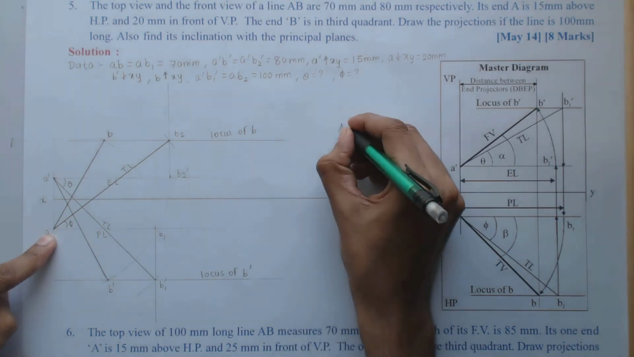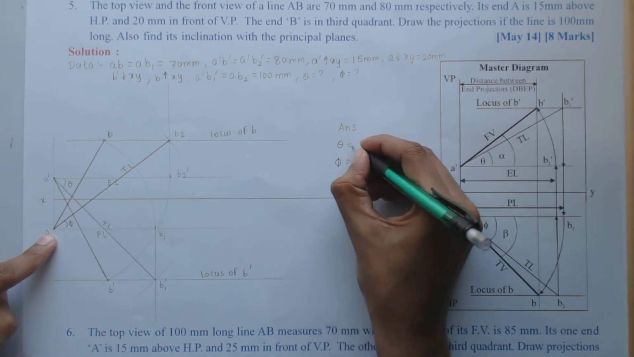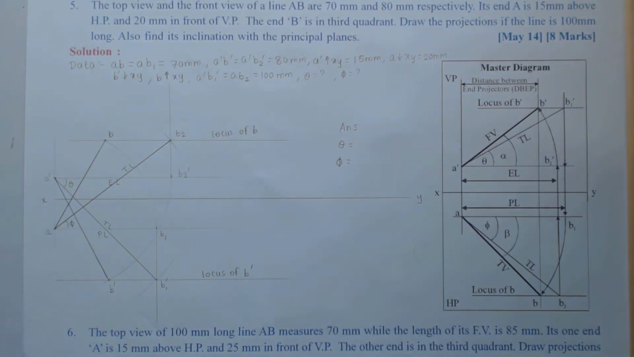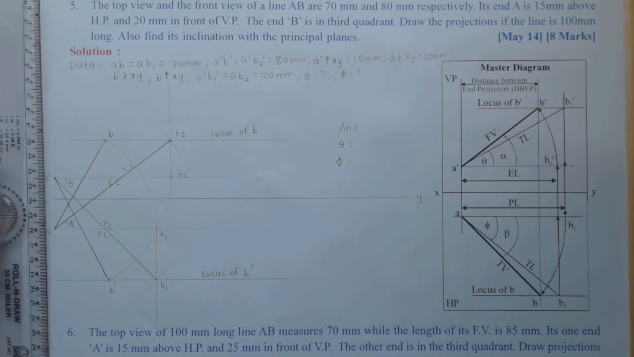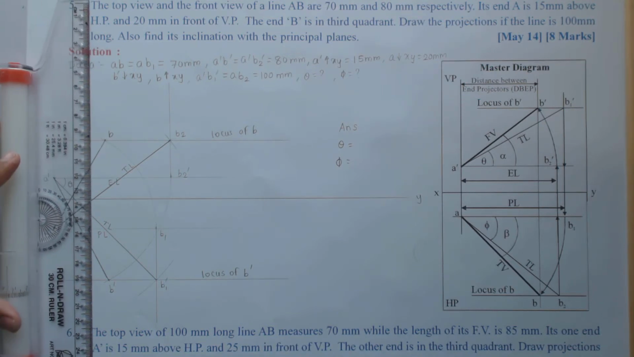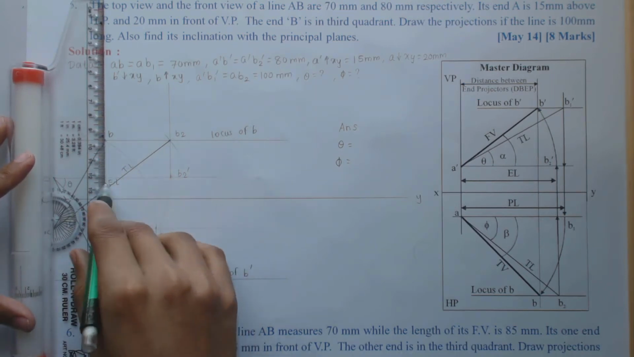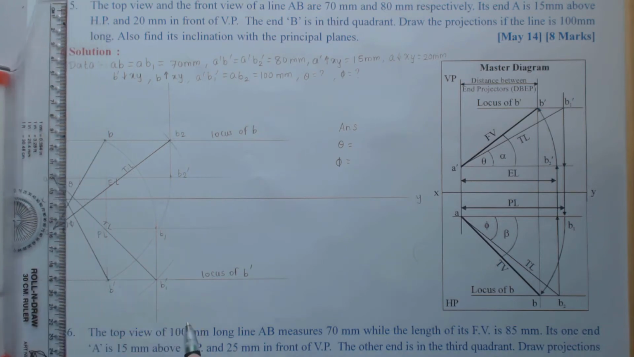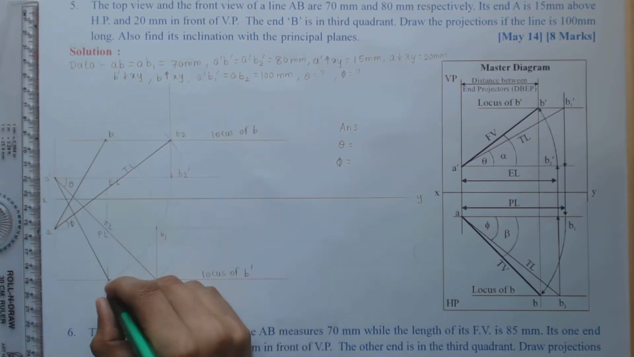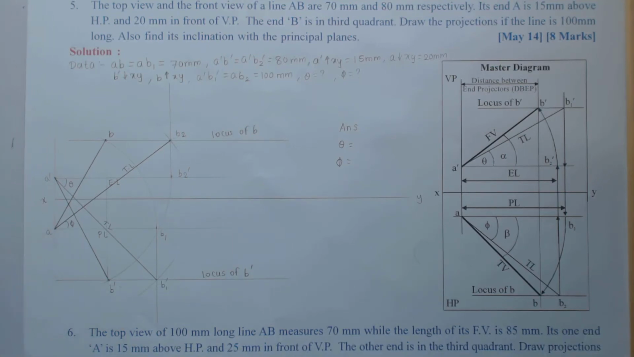I can show the answers separately here. So we need to measure theta and phi. So now I'll measure those angles. So before that, I'll check the test of correctness of my solution, which is B and B dash should lie on the same vertical line. Some minute errors are acceptable. So here they are almost passing through the same vertical projector. So I can now measure those angles.